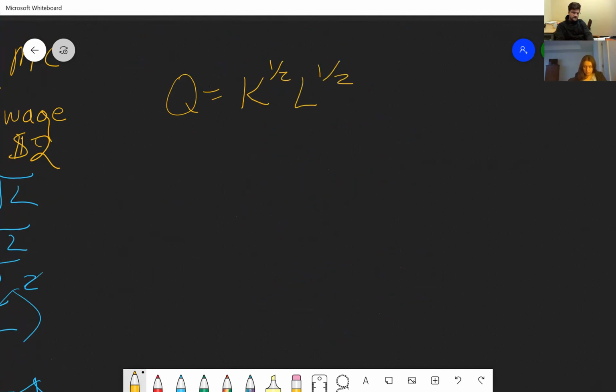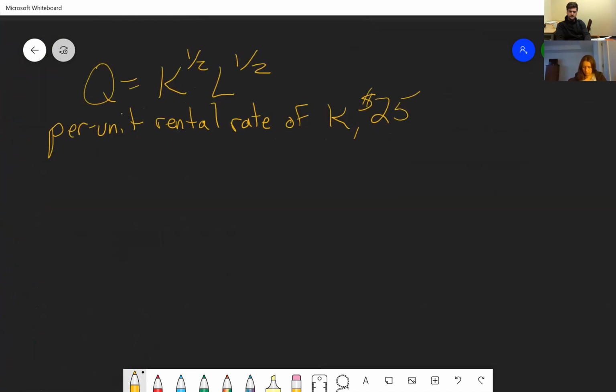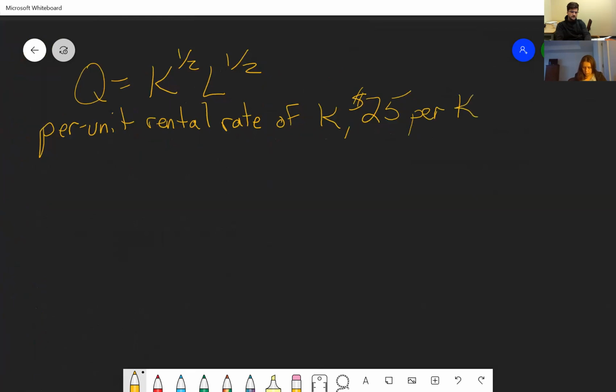We are given a per unit rental rate of capital. Rental, I can spell. So before we were not given a rental rate of capital, right? And so that's what threw you off, right? So this is going to be $25 per unit of capital. We have a wage that's going to be $15, again, per unit of labor.